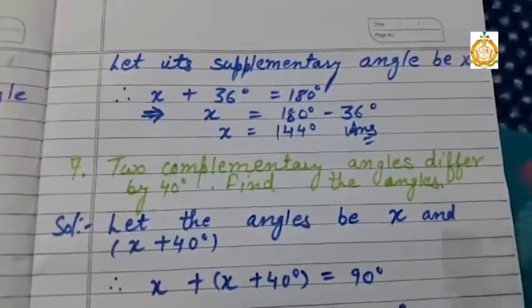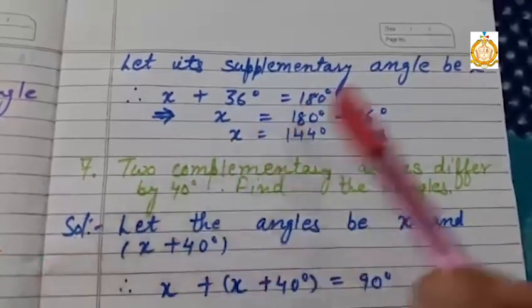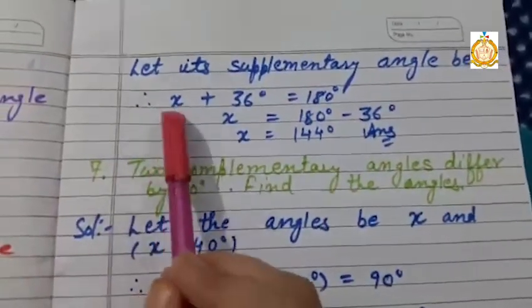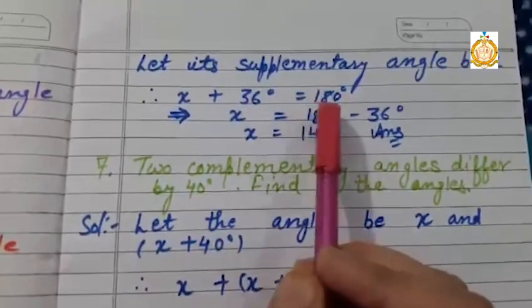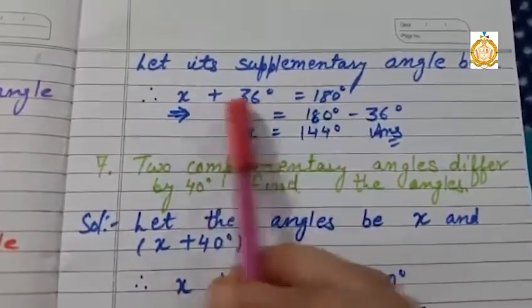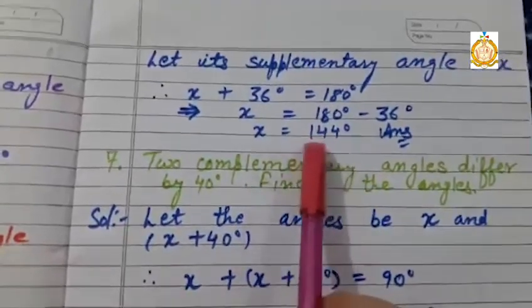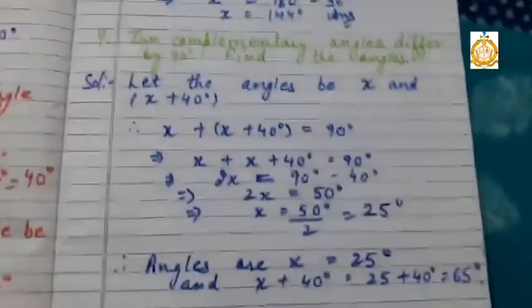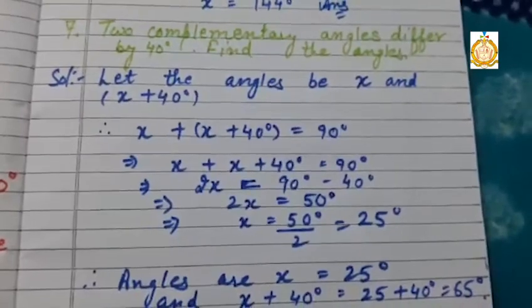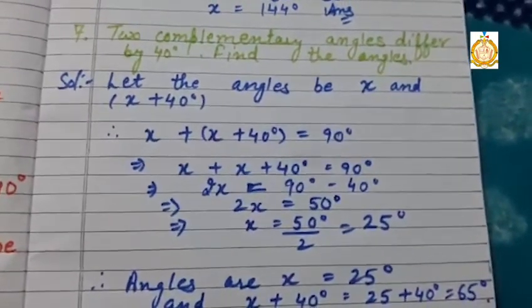Now again let the supplementary angle of 36 degree be x. Now adding x plus 36 degree, since they are supplementary, they would add up to give 180 degree. After solving it you will get the answer, that is 144 degree. And next sum is: two complementary angles differ by 40, find the angles.